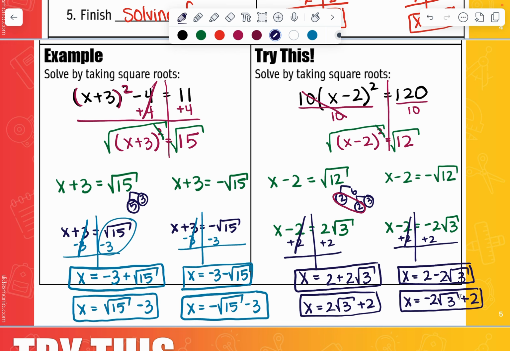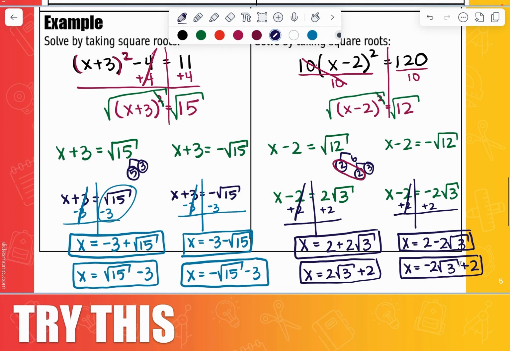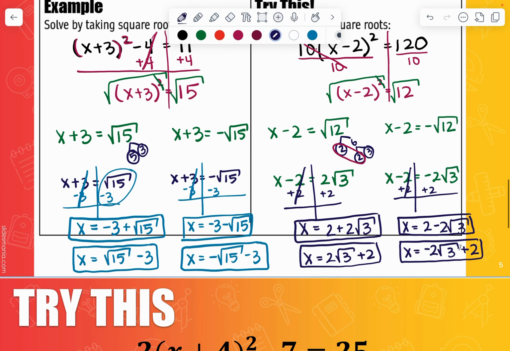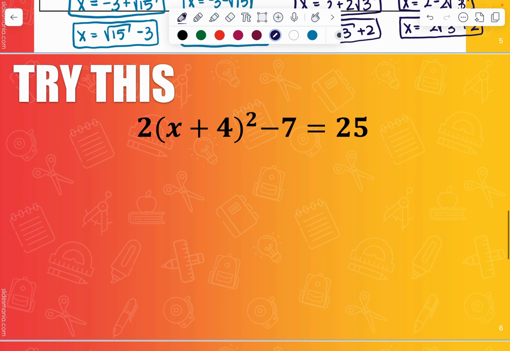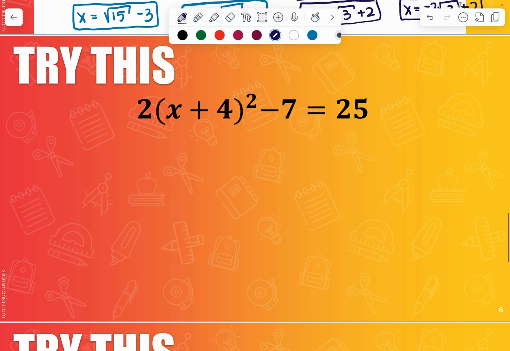All right, so now that you have your notes filled out, what you're going to do when you finish this Edpuzzle is just 2 more problems, and I'm going to work through them, but I'm going to ask you questions occasionally as you go. So here is the first one. We have 2 times x plus 4 squared minus 7.